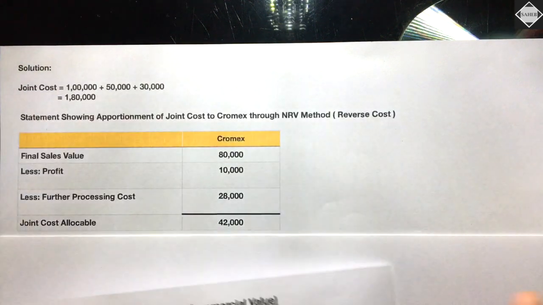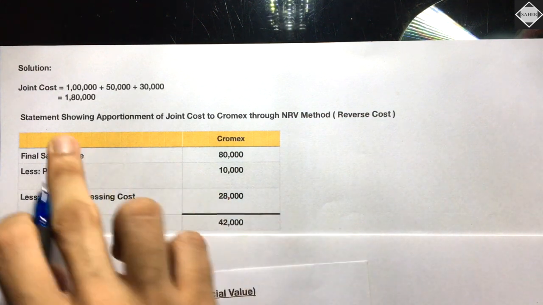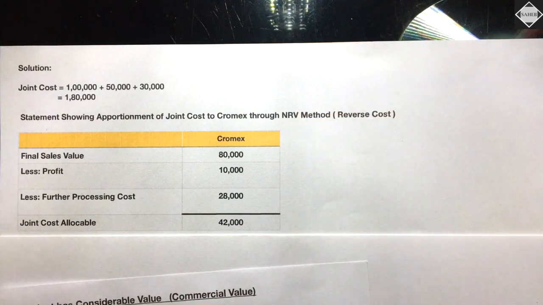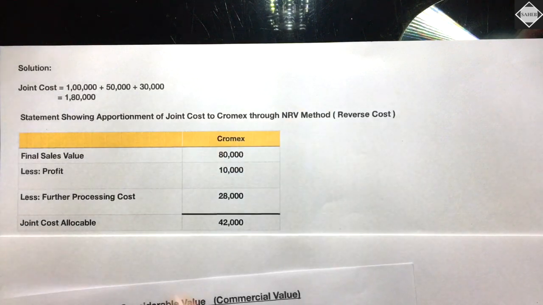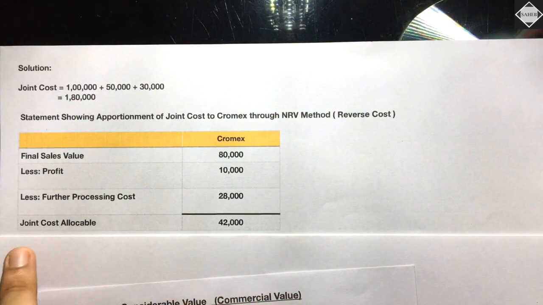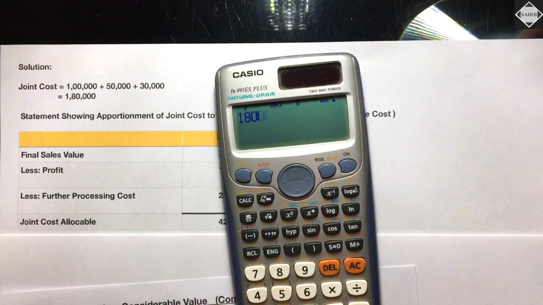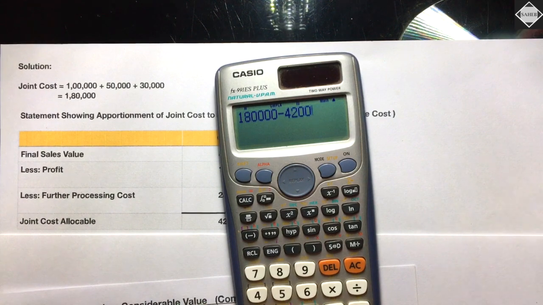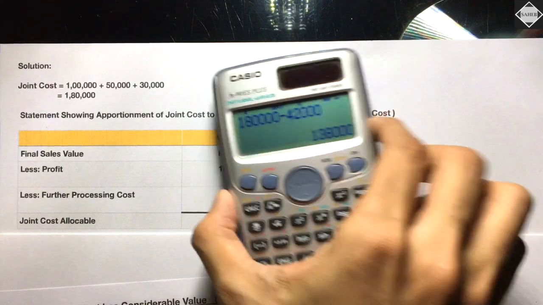So for Chromex, you found out that 42,000 is the joint cost allocable according to this reverse cost method. Now, out of that 1,80,000, the remaining cost is for which product? Of course, it is for Bomex. Out of 180, you found out 42 is for Chromex. So the remaining: 1,80,000 is the total minus 42,000 for Chromex. So this remaining 1,38,000 is of which product? It's really simple common sense. It is of Bomex.